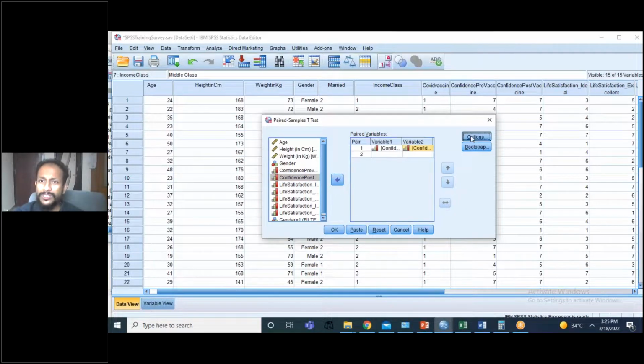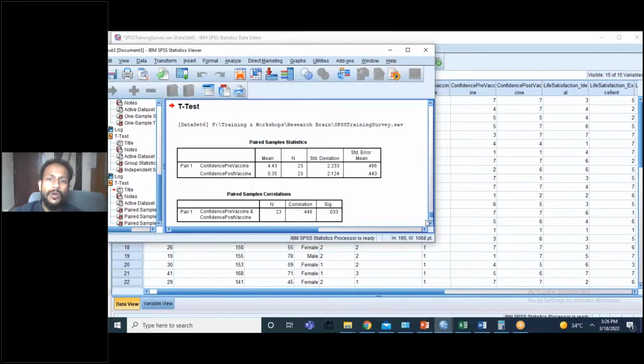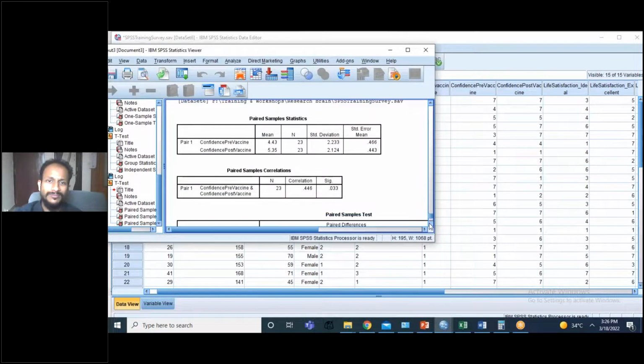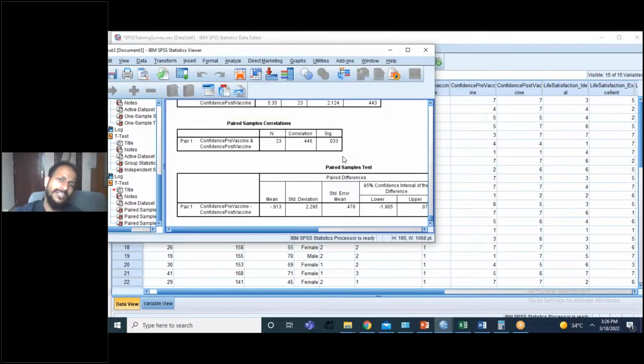So go to option. No need to choose anything. So now these are the two variables that I had chosen, before and after, across the same group. Okay, not two different groups. Now the value that I have got is 0.03, which is also significant. This indicates that yes, there is some difference in terms of confidence.